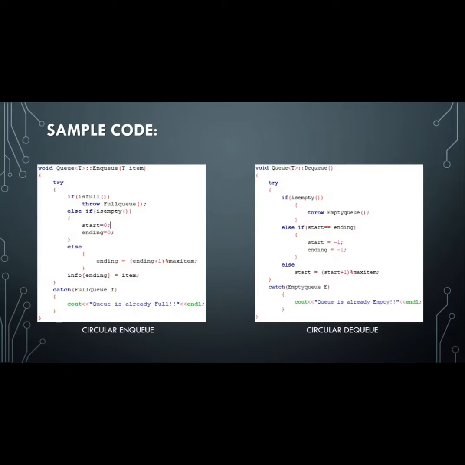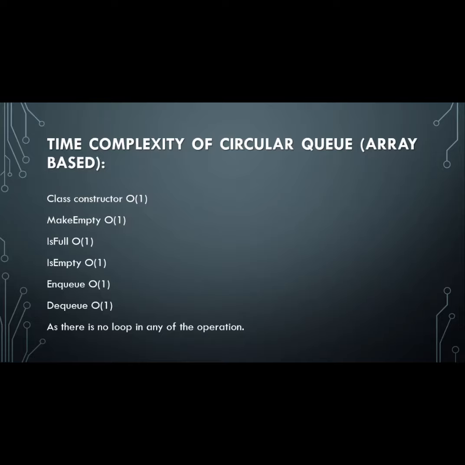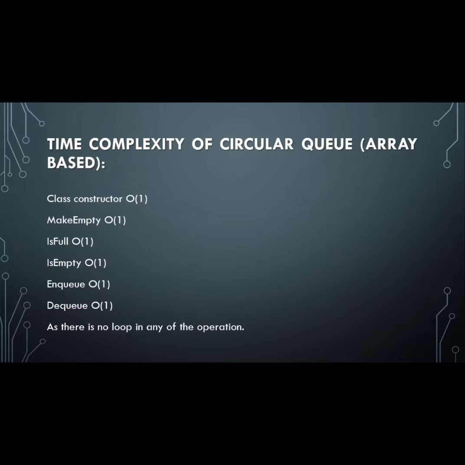Now here is a sample code. We are using try catch to avoid any kind of exceptions. Now here is the time complexity for each function. As we can see, all the time complexity for each function is order of 1. As we are using no loop in the code, the time complexity will be order of 1. We are enqueuing and dequeuing one by one.